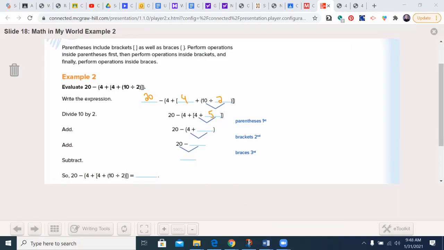Now I go inside the brackets. 4 plus 5 is 9. 9 and 4 is 13. 20 minus 13 is 7. So this whole thing is 7.